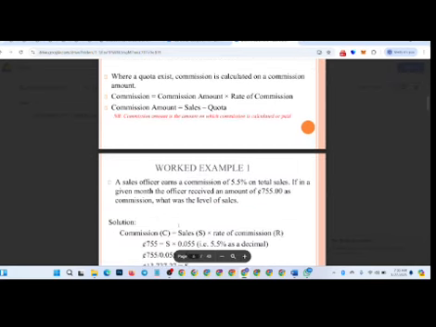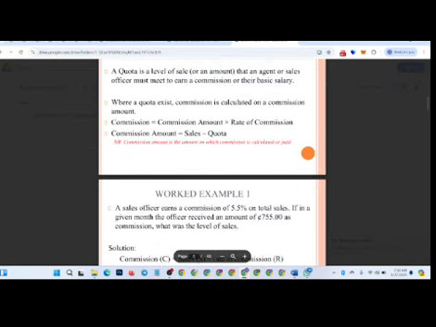So let's move forward and look at the first example. Where a quota is involved, or where there is exceeding sales or sales above, it means a quota is involved. Therefore, you must use the second formula, which is commission equals commission amount times rate. You have to find the commission amount, which is sales minus quota, before you tackle commission amount times rate. So let's take our first example and see whether it's going to be formula 1 or formula 2.